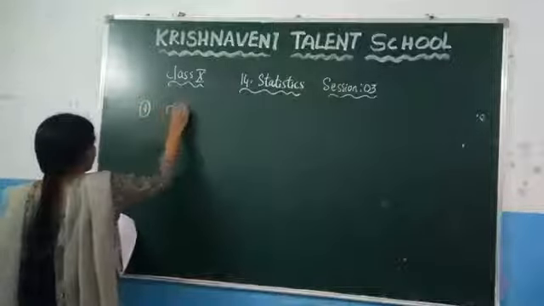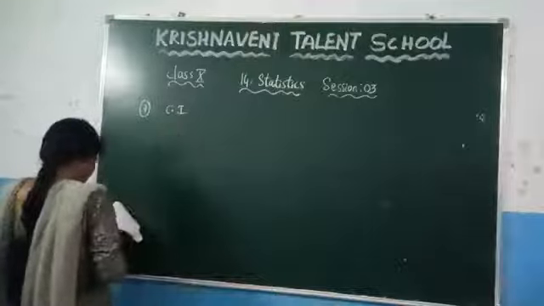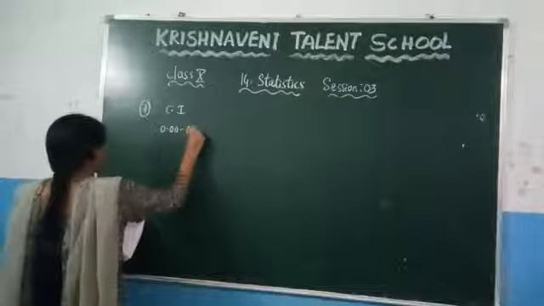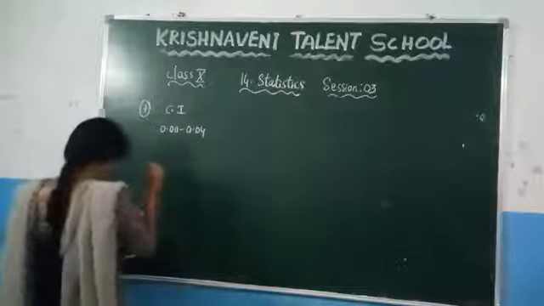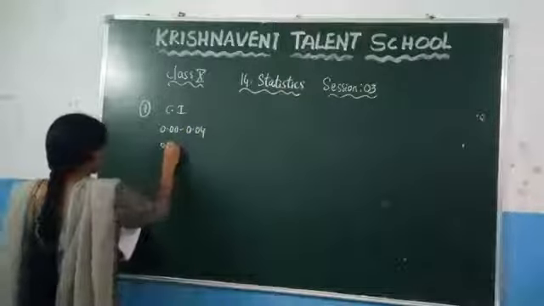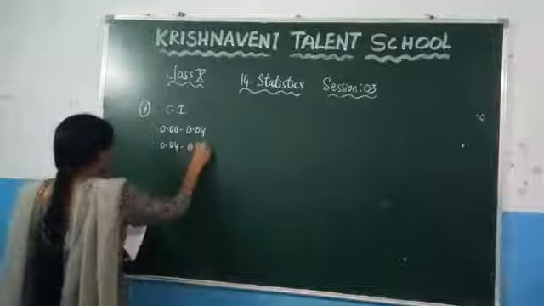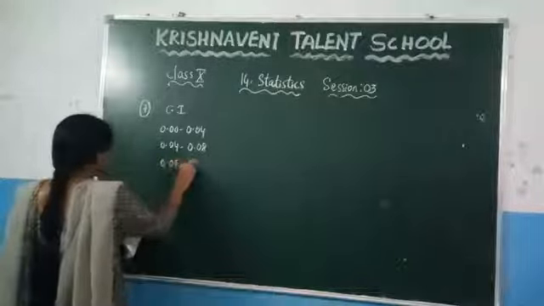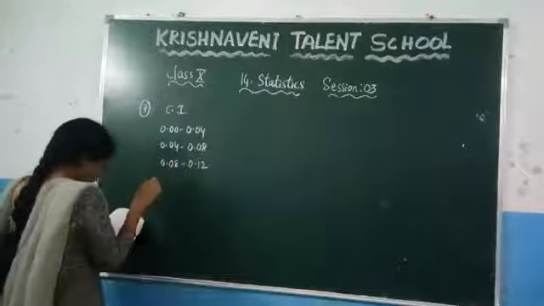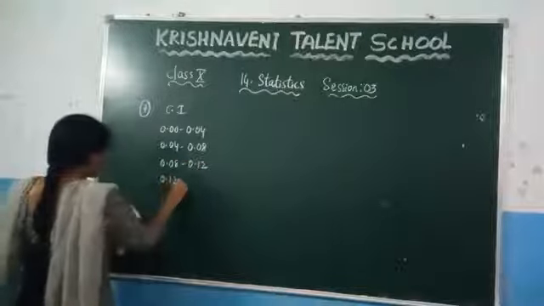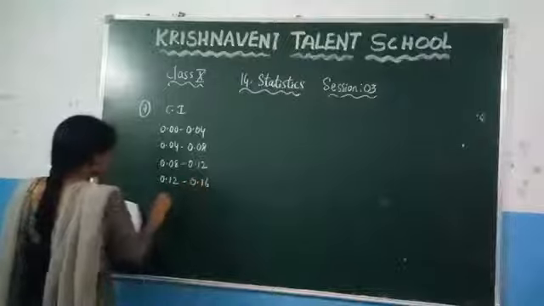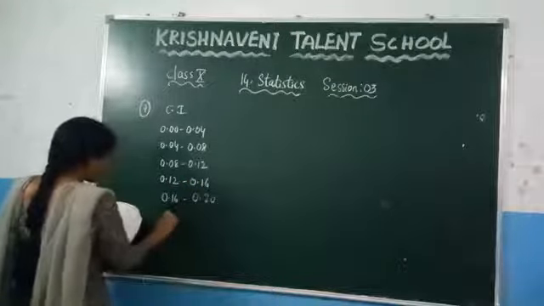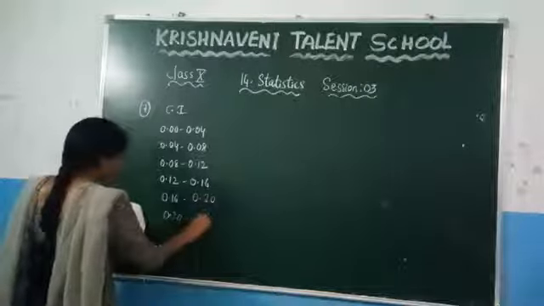They have given the class intervals like this, in the form of decimals: 0.00 to 0.04, the next one 0.04 to 0.08, and 0.08 to 0.12, and after that 0.12 to 0.16, next 0.16 to 0.20, 0.20 to 0.24.